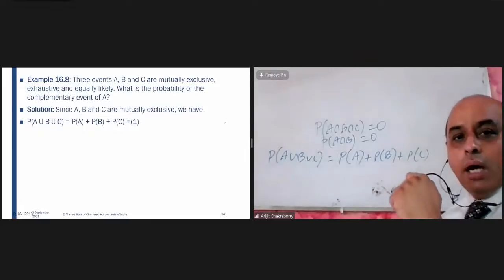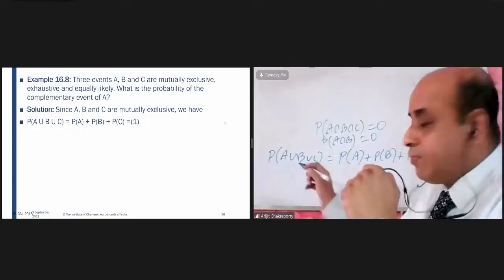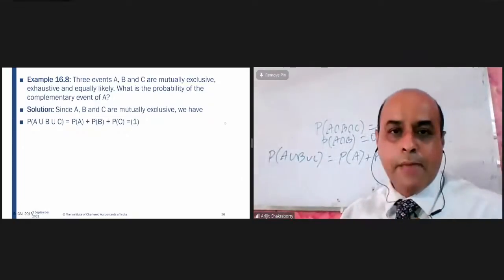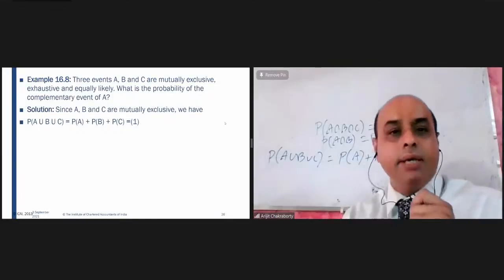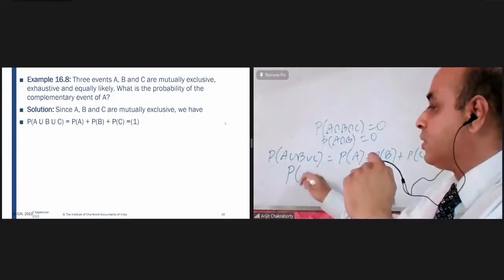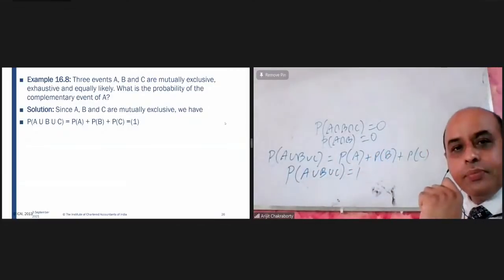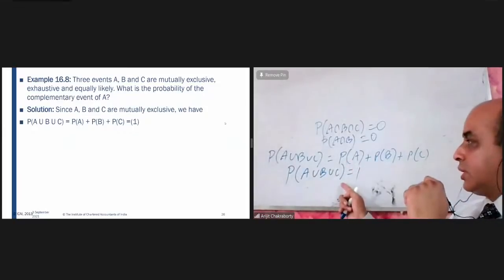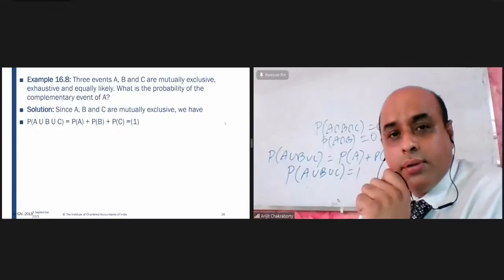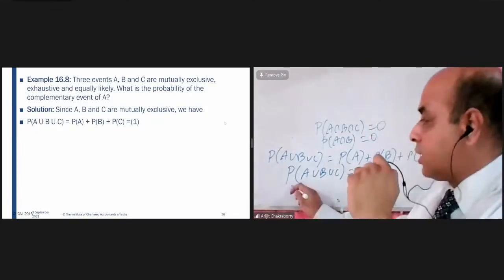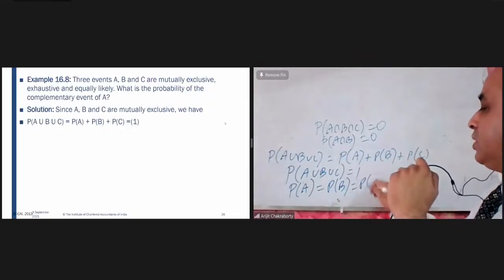Simple. Now it is said that they are exhaustive. Great. Exhaustive means that together they become one. That means no other event can happen other than A, B, C. So I can write P(A union B union C) equal to 1. So I've got two equations. Plus, now they are saying they are equally likely. Very helpful. So I can now write, equally likely means P(A) equal to P(B) equal to P(C).